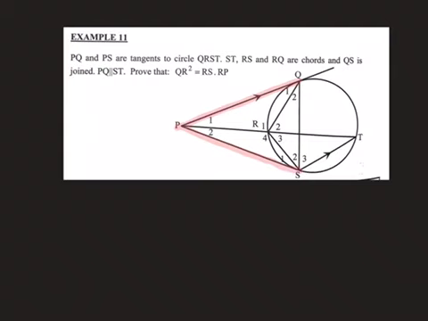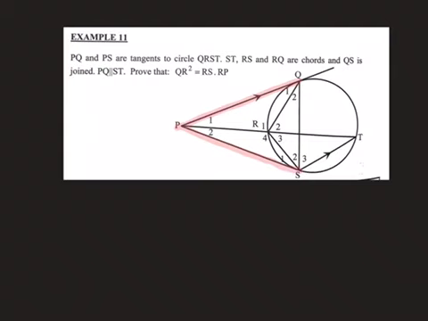And then they tell you to circle QRST, and those points are all on the circumference of the circle. And then ST, RS and RQ are chords, and QS is joined. So there's no center of the circle given. PQ is parallel to RS. So you must think, what do you know when you have parallel lines? You have corresponding, co-interior and alternate angles.